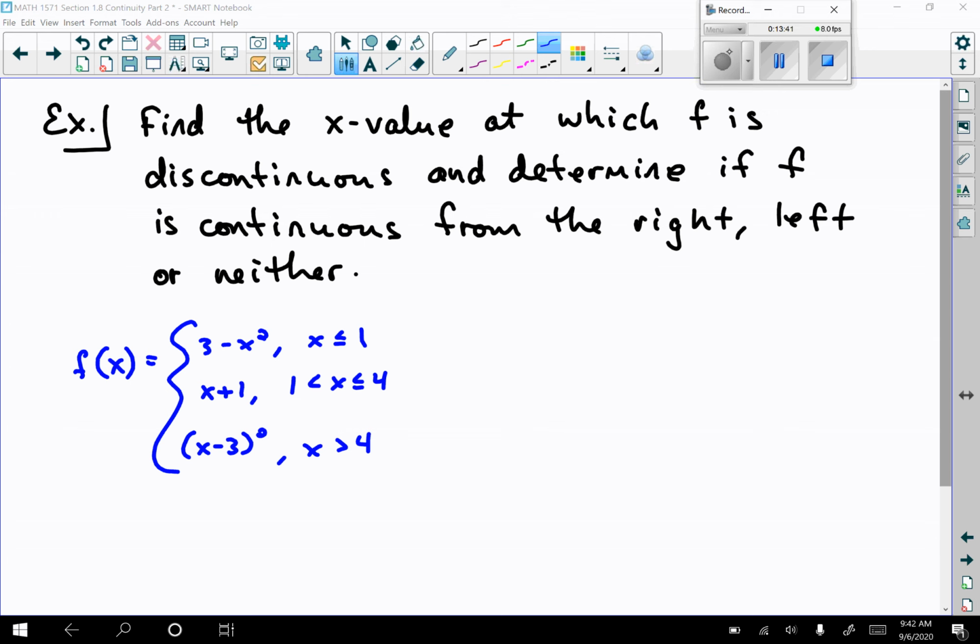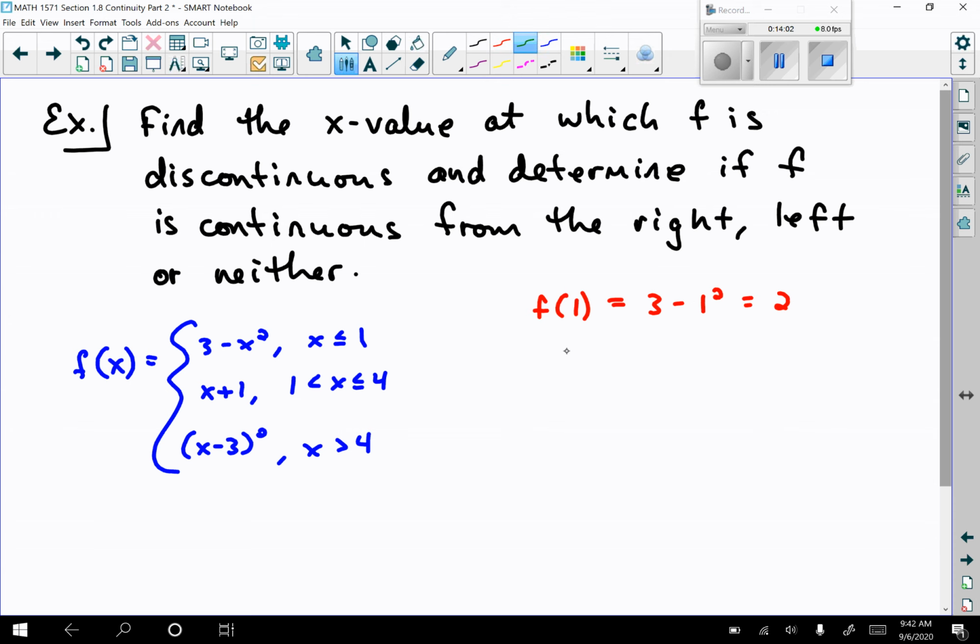Now remember, going back to the definition, our special numbers here are 1 and 4. So first we need to determine, does f of 1 exist? And because these are all polynomial expressions here, yes, they're going to, but we need to find them. So f of 1 tells me I'm going to use this top one here. So this is going to become 3 minus 1 squared, which is just going to give us 2.